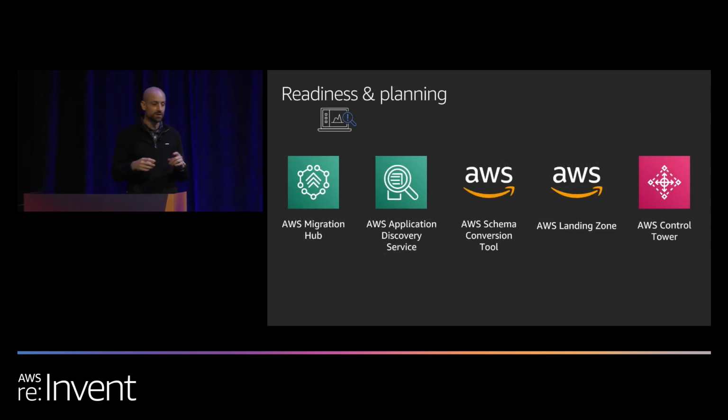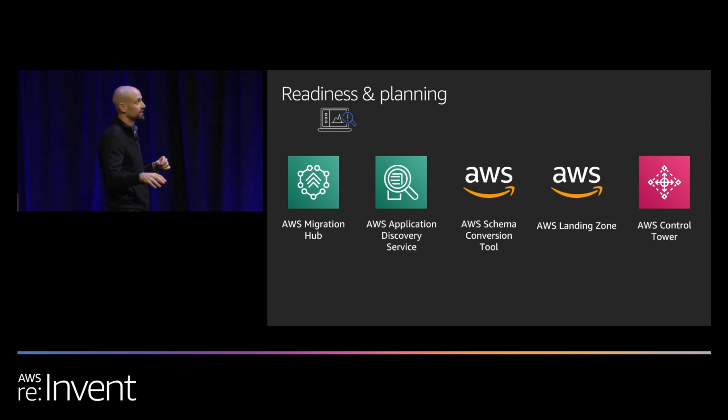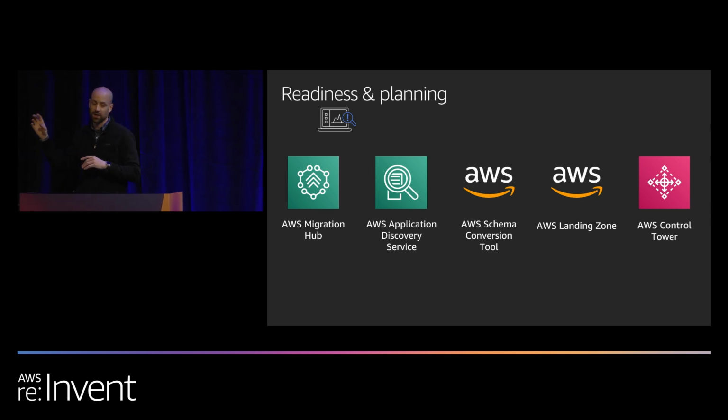So again, to go a little deeper into the readiness and planning piece, these are just some of the tools, right? I'm not going to go into all of them in detail. I will talk about the hub and ADS in a little bit of detail, but essentially what we're trying to say here is you need to think about these things in the very beginning, right? And the key thing to call out here is the application discovery service, and I'll show you how that works, and I'll show you how you can use that in your migration efforts.